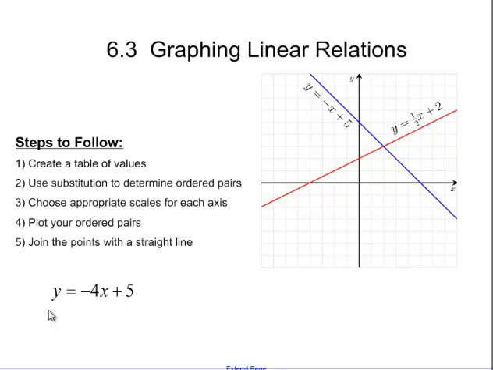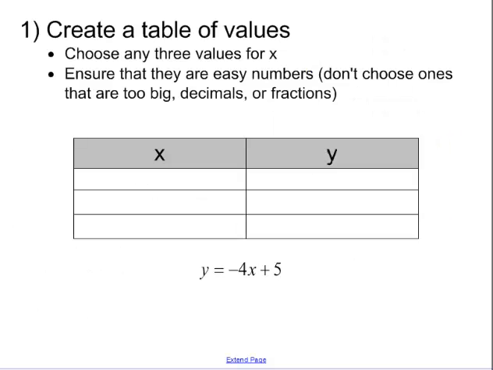Now that we've gone over the steps to graphing a linear relation briefly, we're actually going to graph one. So we're going to take the equation y equals negative 4x plus 5 and put it on a graph, just like we discussed. Your first step is to create a table of values, and the way you're going to do this is by choosing random values of x, subbing them into your equation, y equals negative 4x plus 5, and determining the corresponding y values.